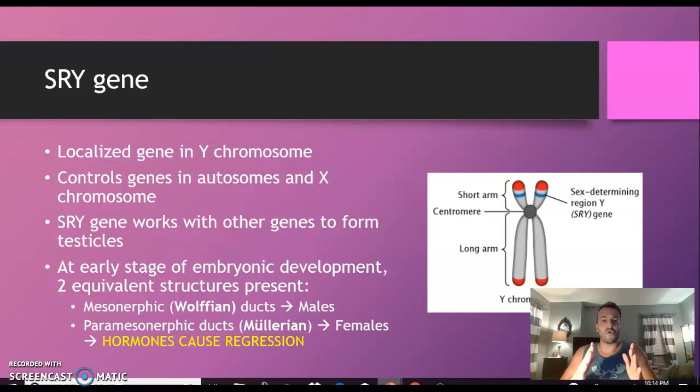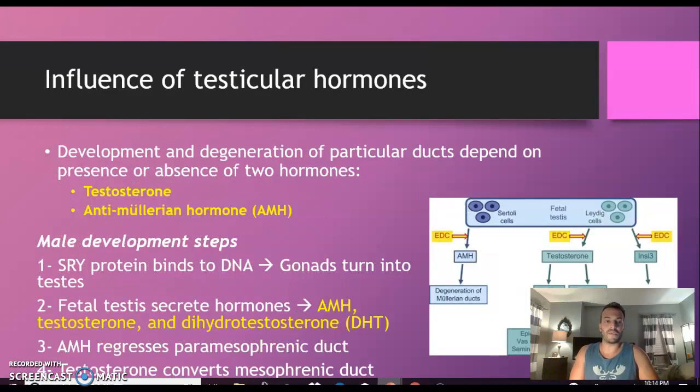So, what causes one of them to stay and what causes one of them to go? The answer here is hormones. Specific hormones cause a regression of a specific duct, and that would be the paramesonephric duct. Going deeper now, development and degeneration of the particular ducts depends on the presence or absence of two specific hormones. The hormones are testosterone and anti-Mullerian hormone, which is also known as AMH.